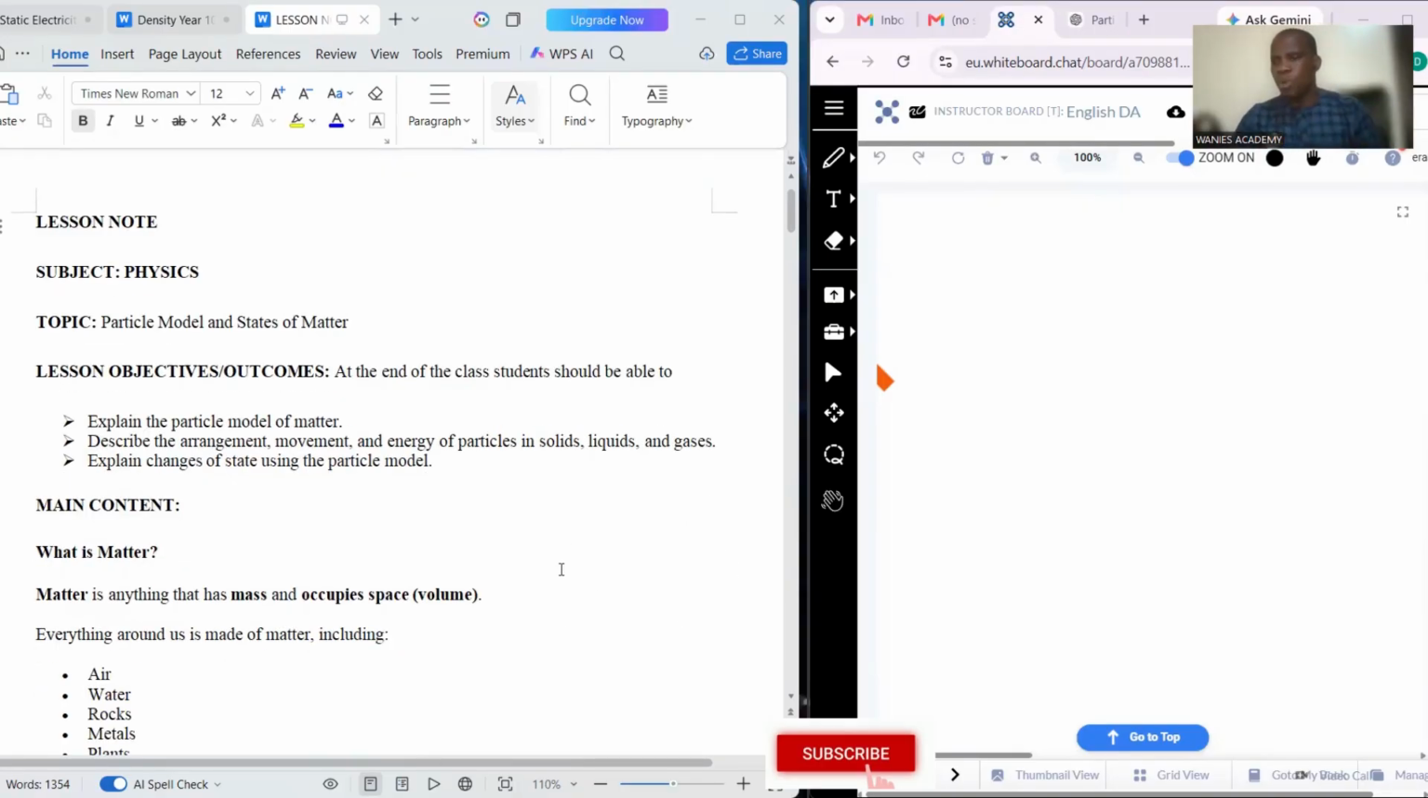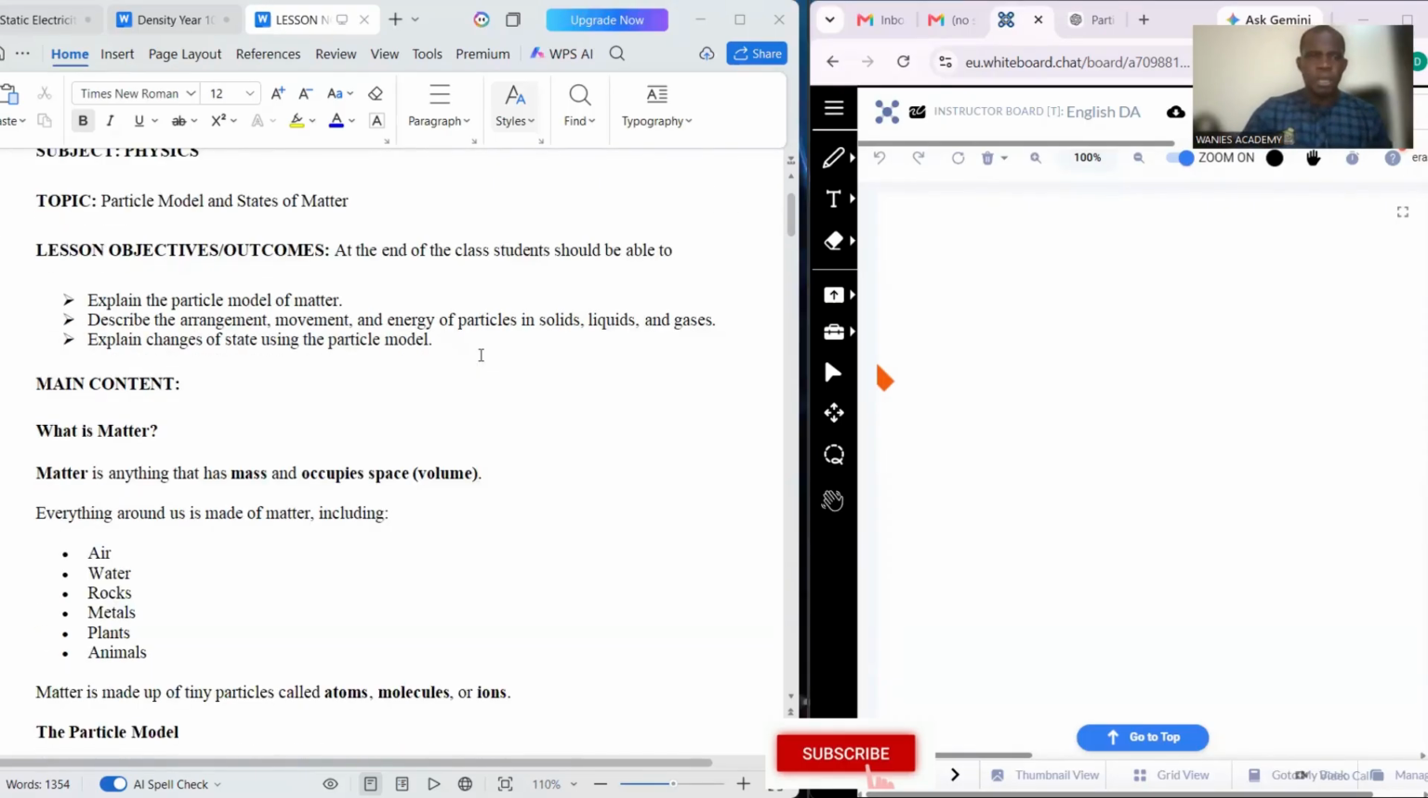So quickly, we move into the topic, matter. What is matter? It's a long-time definition of matter. Right from cradle, matter is anything that has mass and occupies space. Matter is anything that has mass and occupies space or volume. So anything you see that has mass and can occupy space is matter.